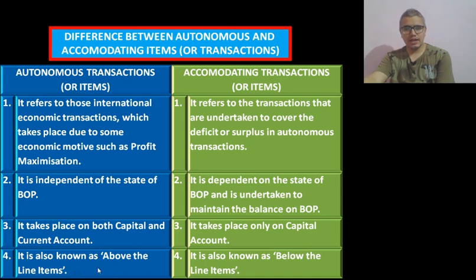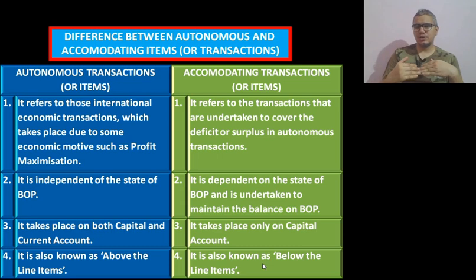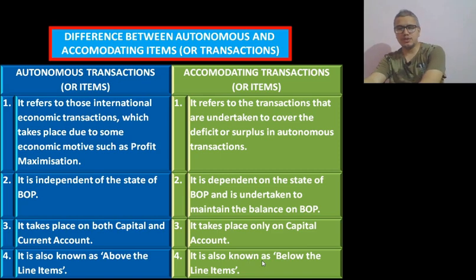Autonomous transactions are also known as above the line items, and accommodating transactions are known as below the line items. Above the line items means those which are included in the autonomous transactions of BOP. Based on these autonomous transactions itself, we say whether BOP is in equilibrium or disequilibrium. On the other hand, accommodating transactions are taken in order to cover the balance of payment disequilibrium, that is deficit or surplus. As a result, they are known as below the line items.